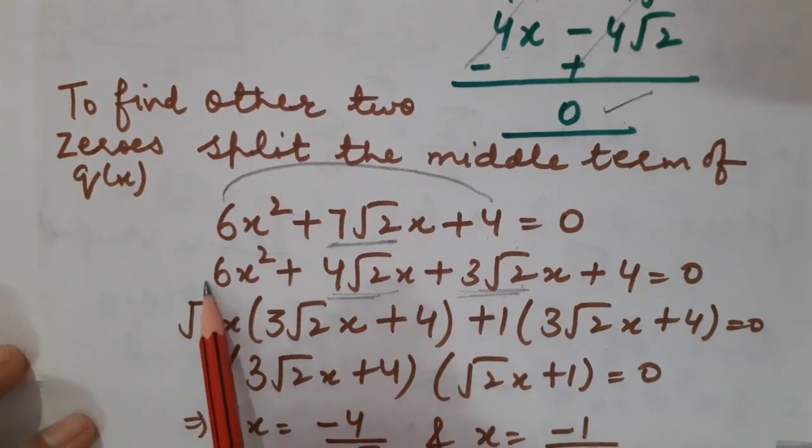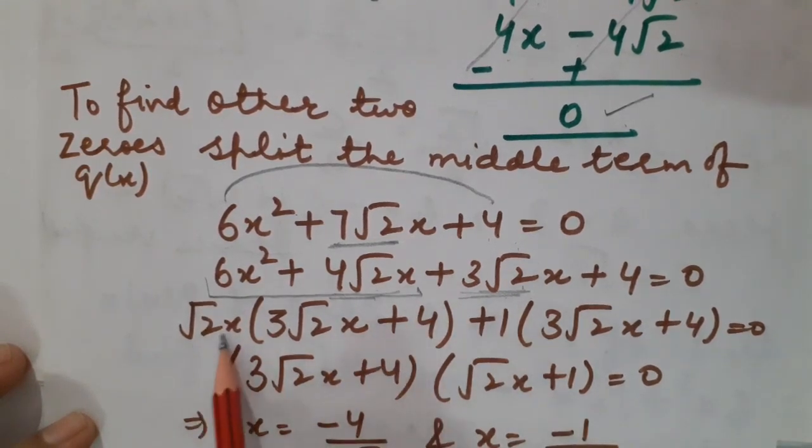Clear children? Now from the first two terms I am going to take root 2 x as common. See how I am going to factorize 6.